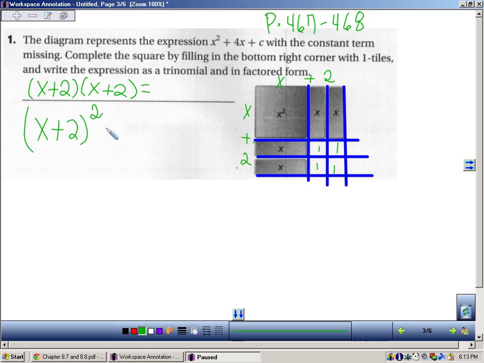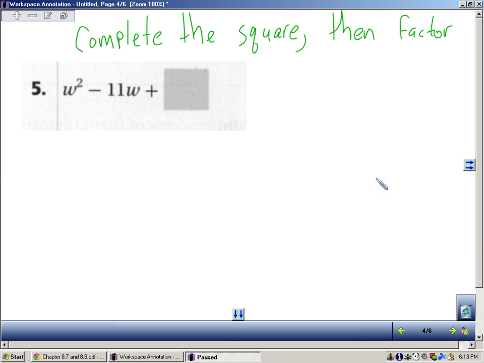And you can FOIL, or you can just count the number of tiles. There's 1 x squared, there's 4 x's, and then there's 4 1s. So there it is. That's what we were looking for. I hope that makes sense. Moving on to the next question.